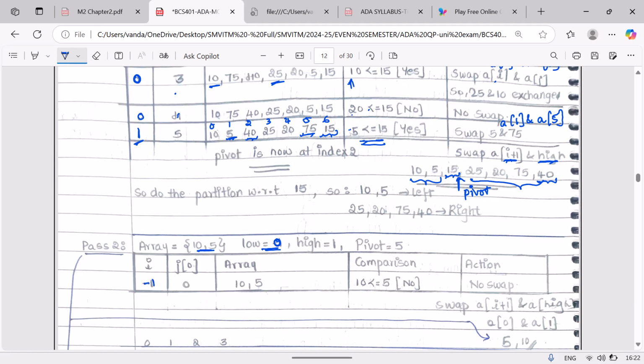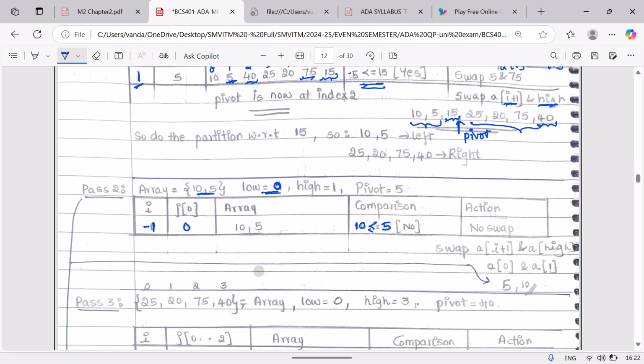So initially i is minus 1, j is 0. So you'll compare A of 0 less than or equal to pivot. So is 10 less than or equal to pivot? No. So no swap. After that, what will you do? You will increase the value of i by 1. So i plus 1 is minus 1 plus 1, so it becomes 0 and 1. So 5 and 10 will both get exchanged.